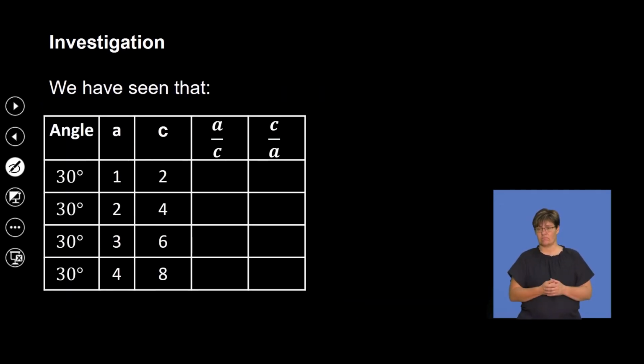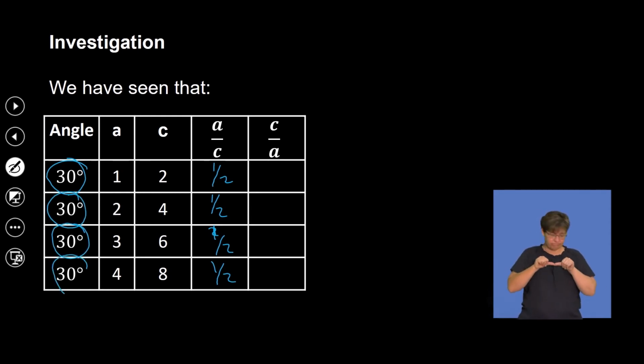Now, what exactly do you know about this? We saw that our ratio is 1 over 2 for A over C. It was 1 over 2 for A over C for the second triangle. For the third triangle, it was also 1 over 2. For the fourth triangle, it was also 1 over 2. Why? Because they were similar triangles, and the angle was the same throughout, which really makes them similar.